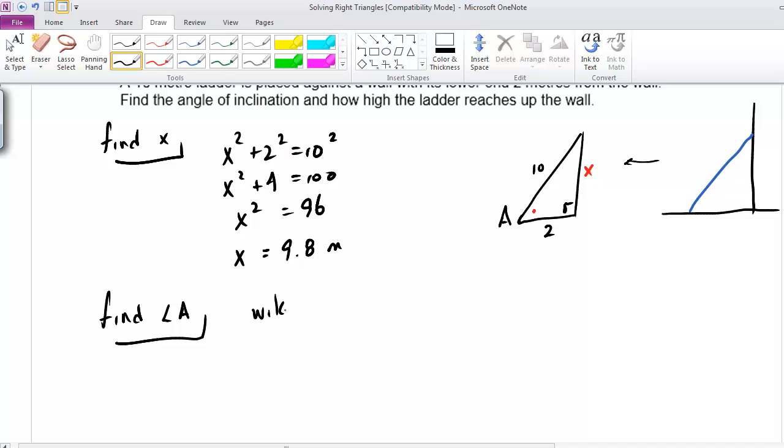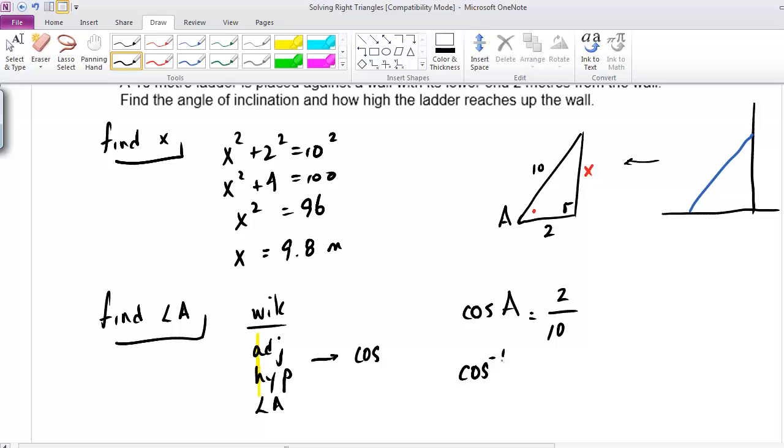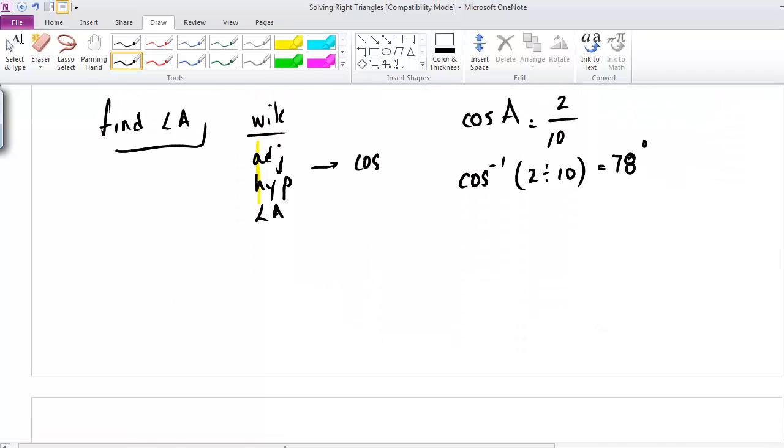So I go through my process, what I know. Well, I know the side adjacent to angle A, that's 2. I know the hypotenuse, that's 10, and I want to know angle A. And again, hopefully with SOHCAHTOA, we have the A and the H, CAH. There is our ratio, cosine. And our cosine ratio is the cosine of an angle, well, that's A, is equal to adjacent over hypotenuse. And now we press our buttons on our calculator. And when we do that, we get 78 degrees, which is a steep angle, which kind of makes sense because our ladder is not far away from the wall.